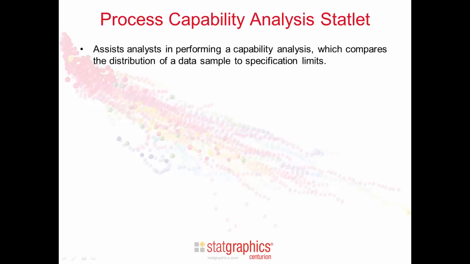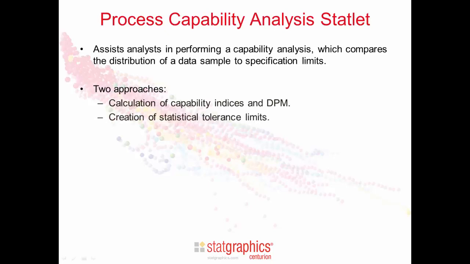A capability analysis compares the distribution of a data sample to specification limits. There are two main approaches to demonstrating process capability. The first is the calculation of capability indices and DPM, defects per million. The second is the creation of statistical tolerance limits. I'll be demonstrating both of these approaches using the statlet. The statlet also handles data from both normal and non-normal distributions.